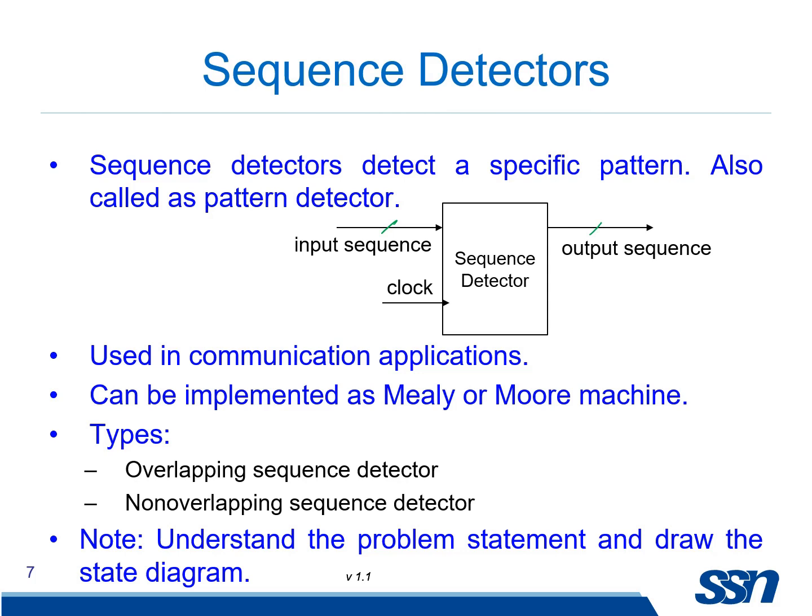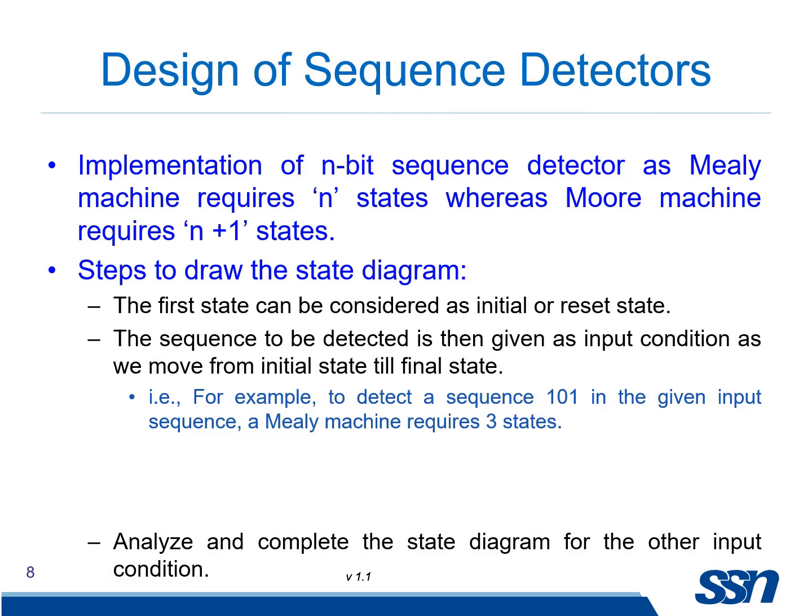So the main thing with the sequence detector design is you need to understand the problem statement and draw the state diagram. Once you draw the state diagram, it will be similar to our normal sequential circuit design, where after the state diagram you have the state table, then you do the state assignment, and then you can find the flip-flop inputs, and finally you can draw the sequential circuit. So let us see the design of sequence detectors.